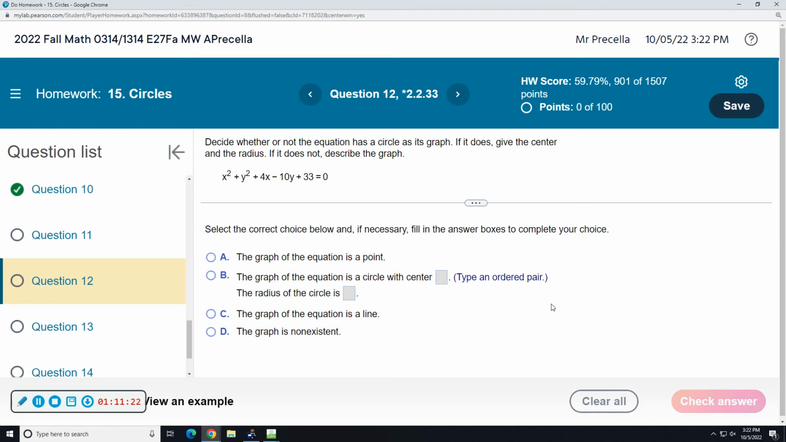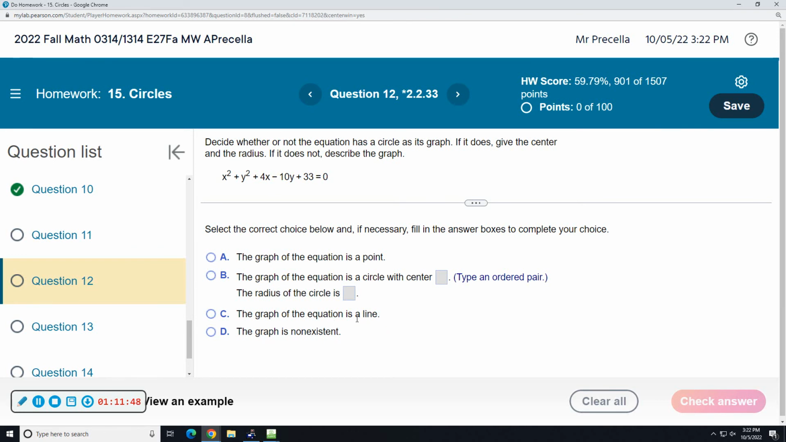Realize you can't decide if it's a circle without writing it in center radius form. They ask that as if you can just look and tell by looking at the equation. No, we're still going to have to go through and get it in center radius form. But looking at these, there's one thing you can decide right off. Of the A, B, C, D, look at that option C. The graph of the equation is a line.